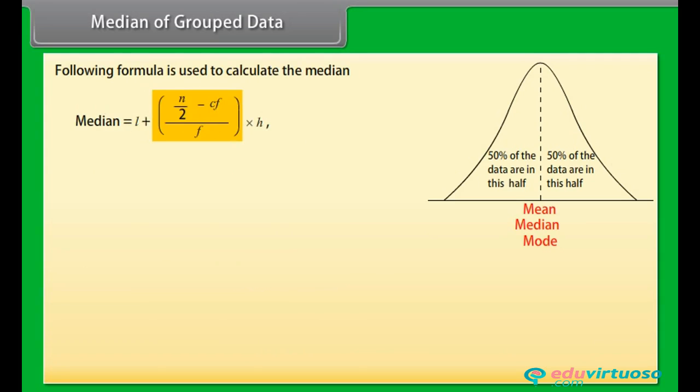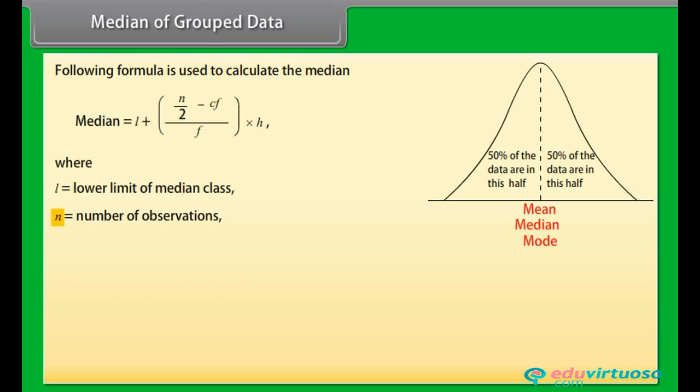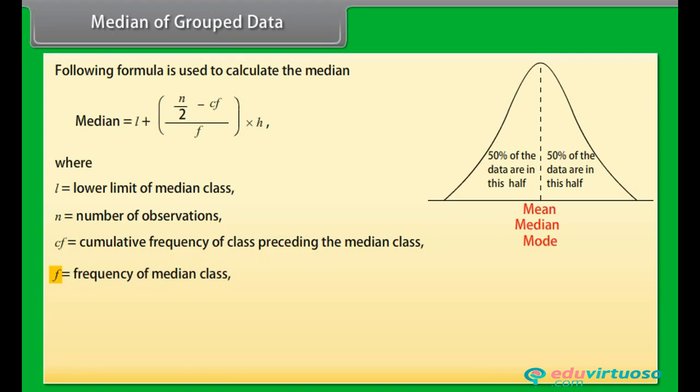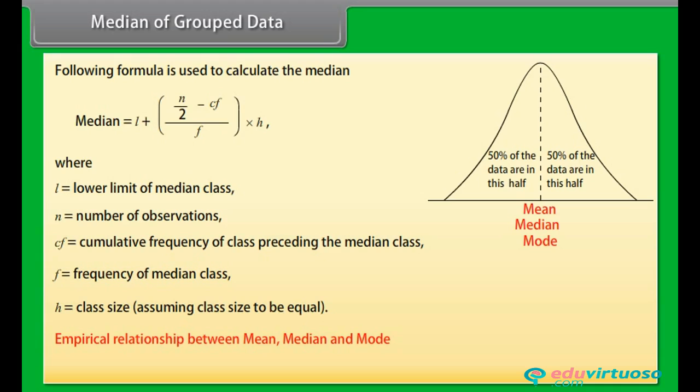Median equals L plus n by 2 minus CF, that is divided by F and multiplied by H, where L is equal to lower limit of median class, n equals number of observations, CF equals cumulative frequency of class preceding the median class, F equals frequency of median class, H equals class size, assuming class size to be equal. Empirical relationship between mean, median and mode: 3 median is equal to mode plus 2 mean.